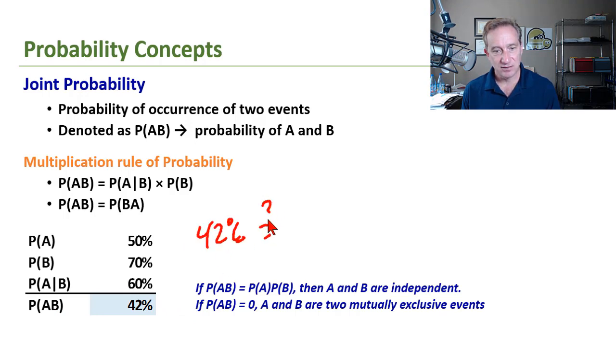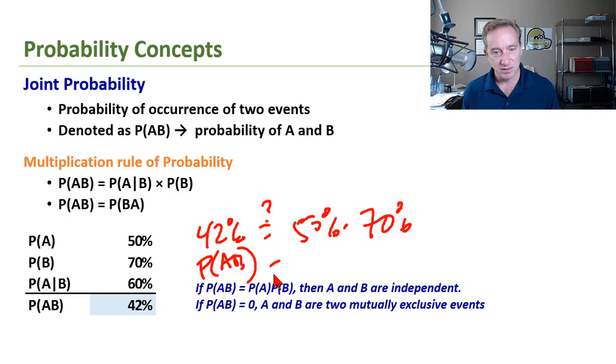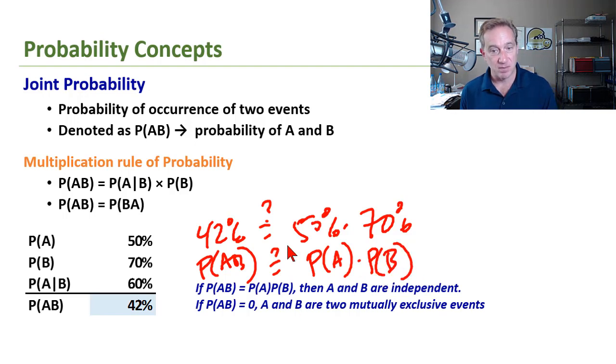42%, does that equal 50% multiplied by 70%, right? I'm just applying here the test of independence. I'm saying, does the joint probability equal the product of their unconditional or marginal probabilities? Well, 50 times 70%, that is 35%. It does not equal. And what I've done here is proved that they are not independent, right?